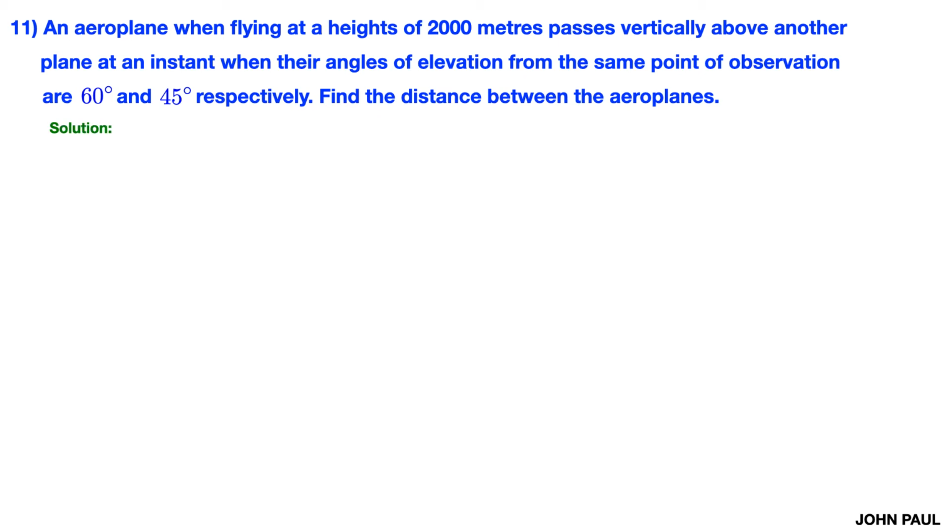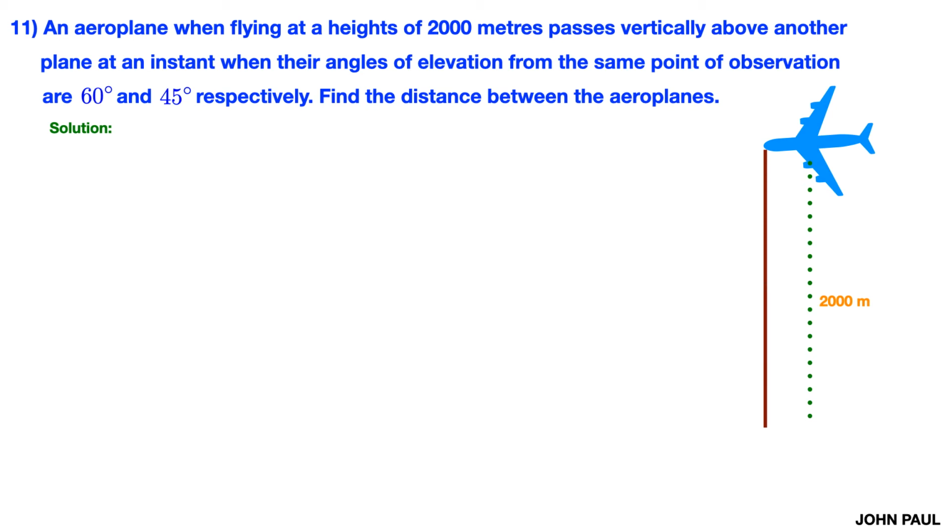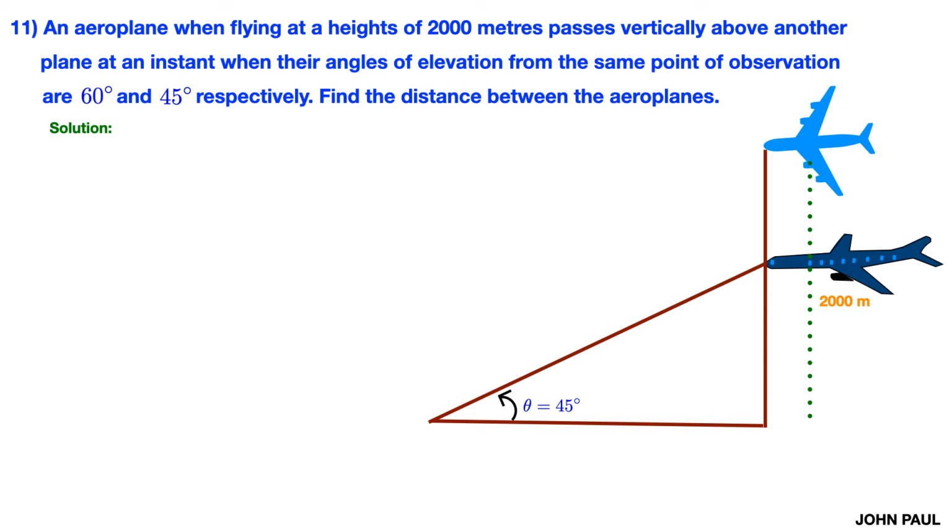Solution. Let us understand the question. Here an aeroplane is given which is flying at 2000 meters. At the same time, one more aeroplane is there, vertically below it. We are seeing both planes from one particular point, one plane at an angle of elevation 45 degree, another at 60 degree. We want to find the distance between the two aeroplanes.